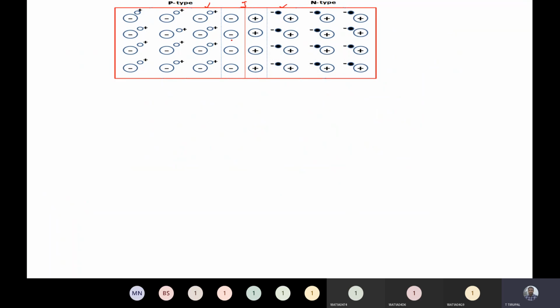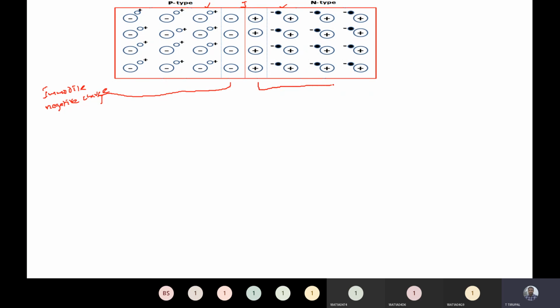negative charge. This is the immobile negative charge. Please do remember, this is called immobile negative charge. It will not move. Immobile means it will not move. And what about this one?